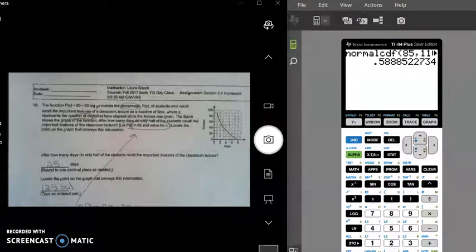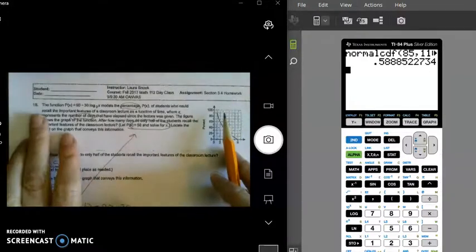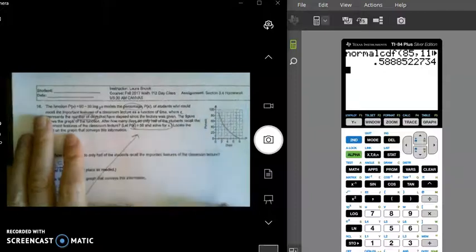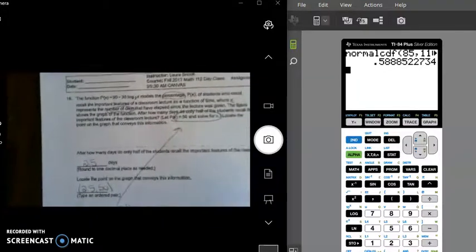This is a homework problem from section 3.4, one of the homework examples that I typically do in class. It's number 18. Okay, so if we take a look at this one, I'm just going to zoom in a little bit so we can see it better.